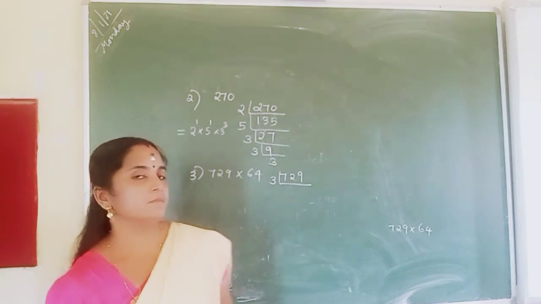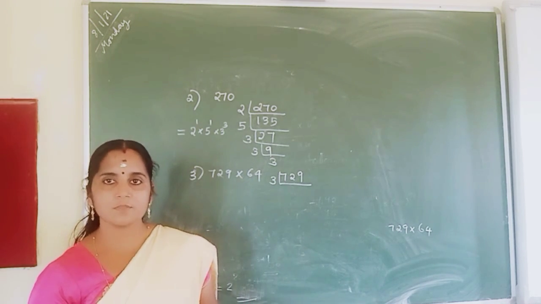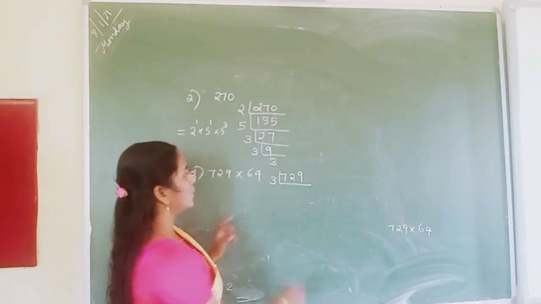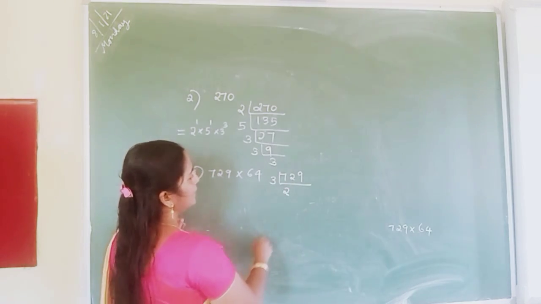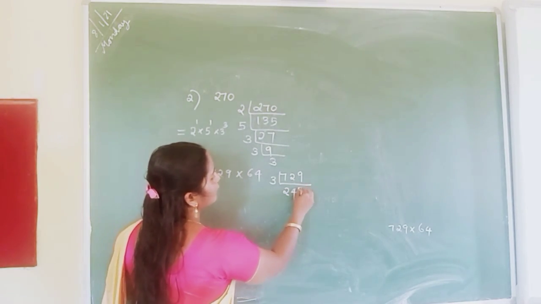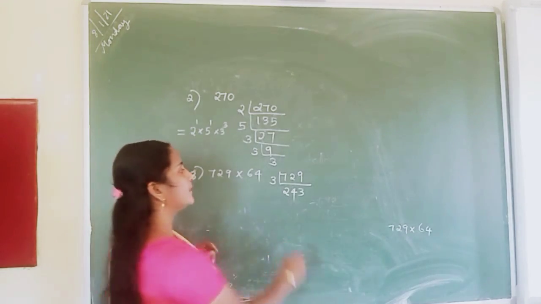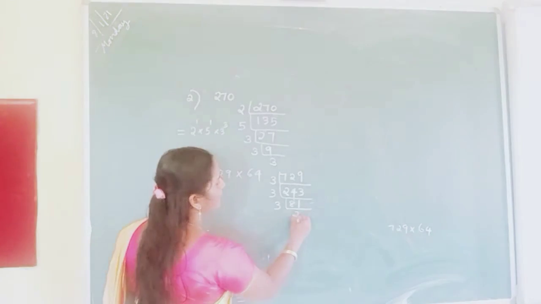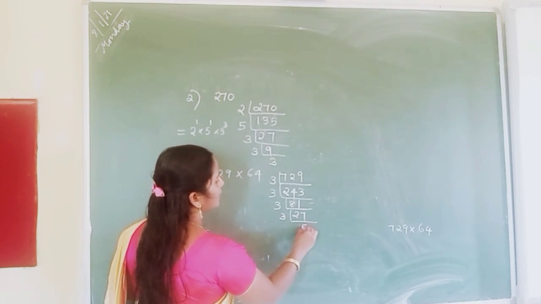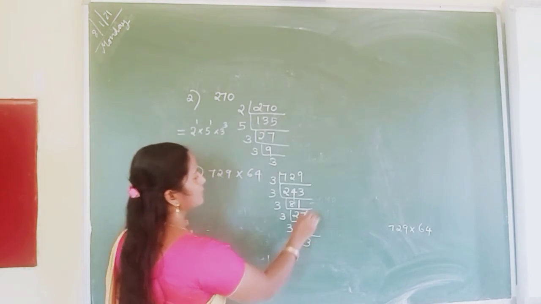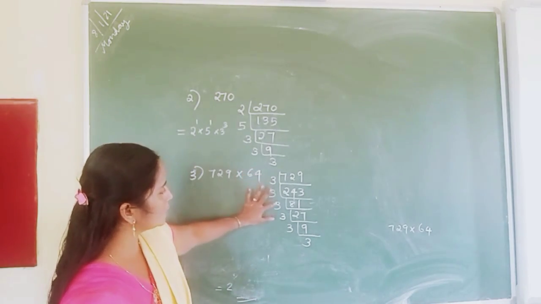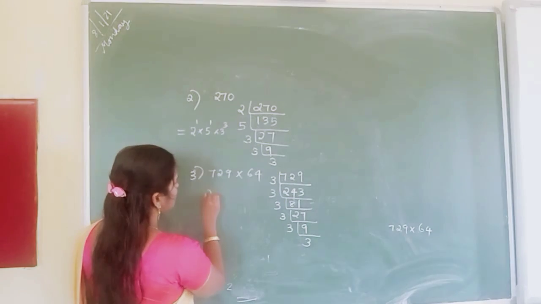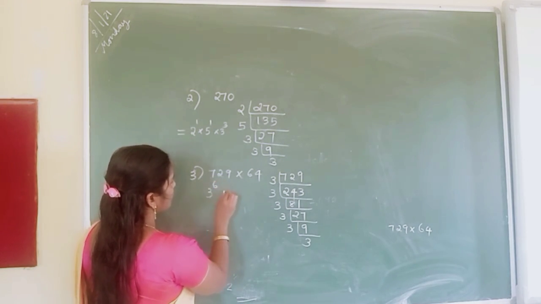3. 2 is not possible, so we consider the next prime number, 3. Okay, so we can start with 3 to the 4, 3 to the 5, 243 we get. Then again we can use 3, 81, then 3, 27, 3, 9, 3, 3. That is 1, 2, 3, 4, 5, 6. So 3 repeated 6 times.